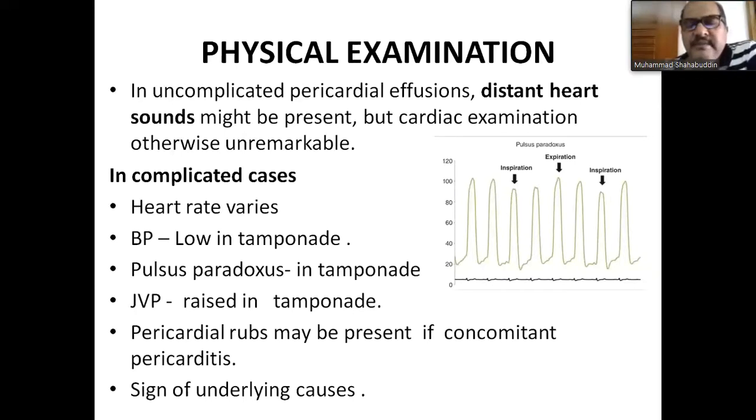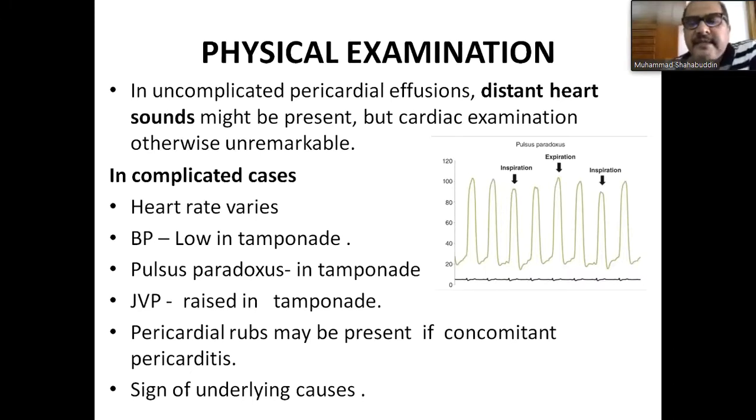But when a complication arises, that means in cardiac tamponade, there may be signs that are very specific for cardiac tamponade. That is, the heart rate may vary, it may be tachycardia, and blood pressure is low in cardiac tamponade. There is pulsus paradoxus in cardiac tamponade. Pulsus paradoxus is the variation of the blood pressure during inspiration and expiration.